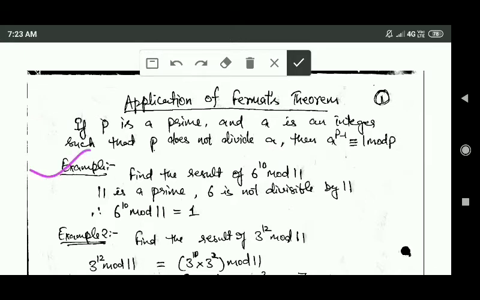So see the first example. Suppose we have to find the result of 6 raised to power 10 mod 11. Here 11 is a prime and 6 is not divisible by 11. Then according to Fermat's theorem, 6 raised to power 10 mod 11 should be equal to 1, because 10 is 11 minus 1. So 6 raised to power 10 mod 11 is equal to 1.